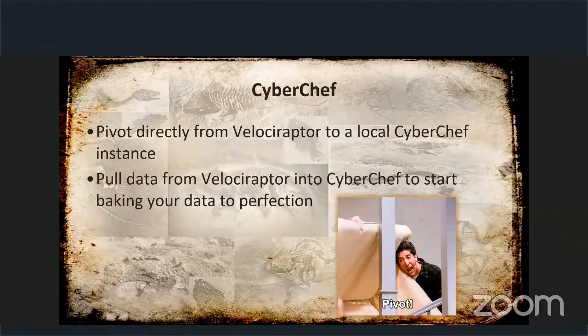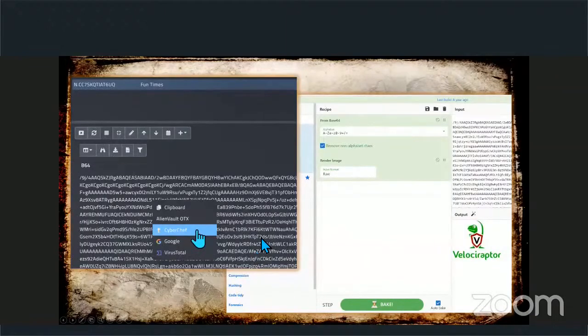We can pull that data from Velociraptor into CyberChef, and we can start baking our data, right? And then we can start pivoting, just like Ross over here from Friends, right? So this is what that looks like.